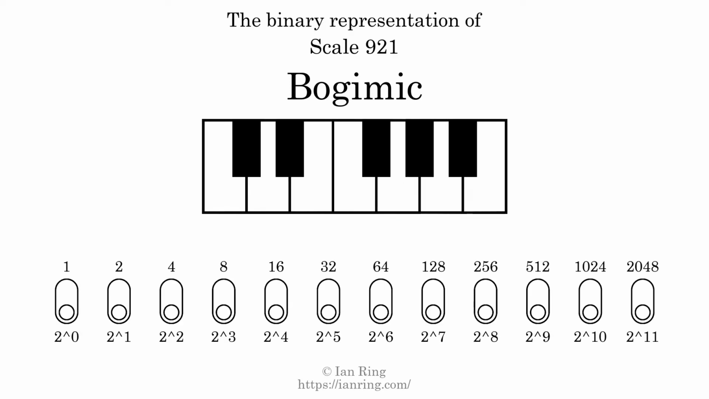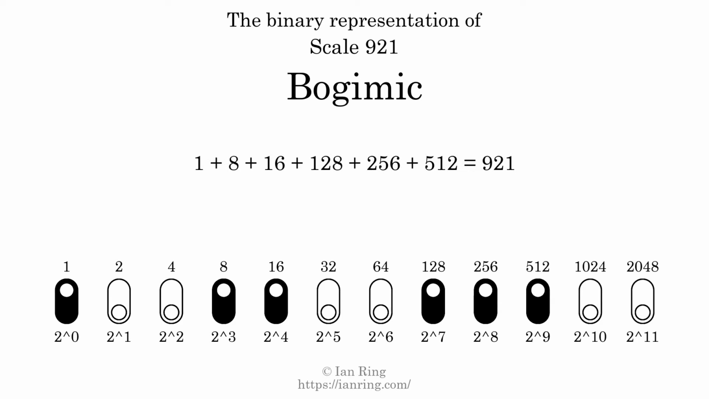The binary representation of this scale is determined by mapping tones of the scale to binary digits. Each binary digit represents a power of 2. To get the scale number, we add the powers of 2 together. The powers of 2 that are present in the scale, all added together, equals 921. That is why the scale number, in decimal, is 921.